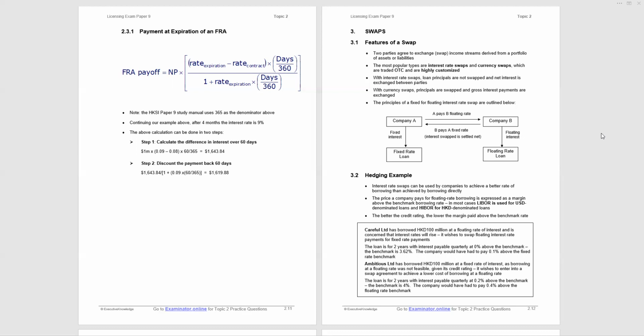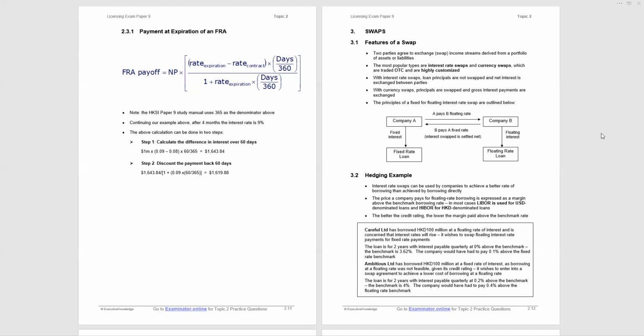Step 2, discount the payment back 60 days. We take the amount that's been calculated, the 1,643.84, and then we bring it back. We divide it by 1 plus the rate at the expiry of the FRA, 0.09 multiplied by 60 over 365. So it's the lower amount, 1,619.88. So a foreign currency forward and a forward rate agreement under forwards.